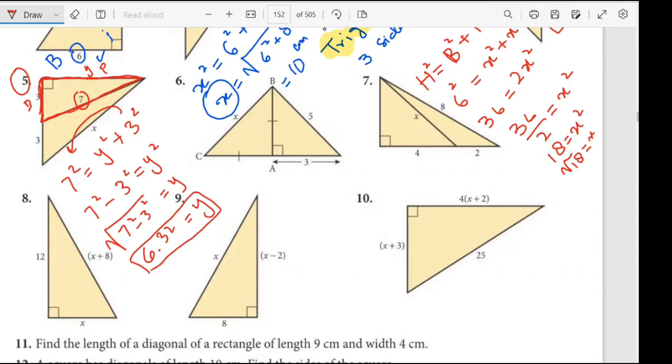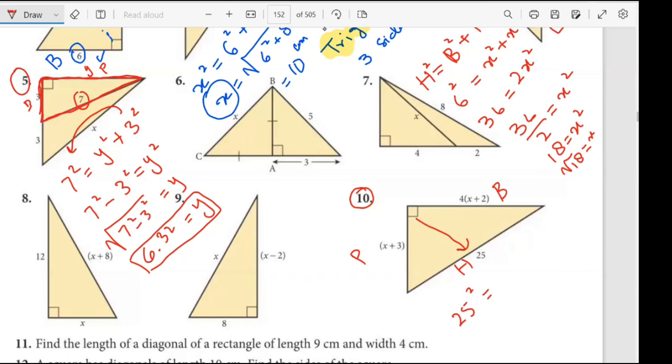Now, here is another last question of this one, question number 10. In this question number 10, you can see the more complicated values are given. Even then, the hypotenuse is easy. This one is hypotenuse. This one is base. This one is perpendicular. So in this one, hypotenuse is 25. You will write hypotenuse square is equal to base square.